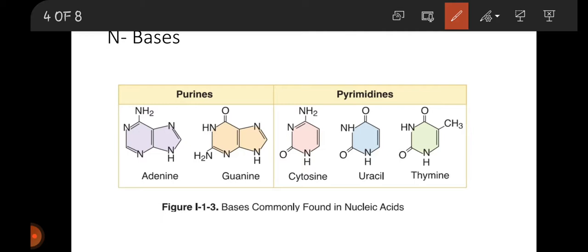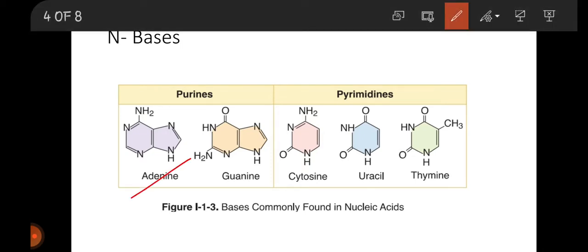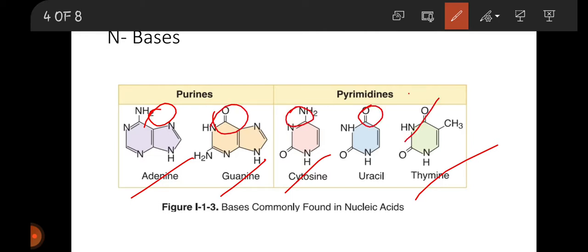And our DNA has adenine, guanine, cytosine, and thymine, and our RNA has adenine, guanine, cytosine, and uracil, and not thymine.